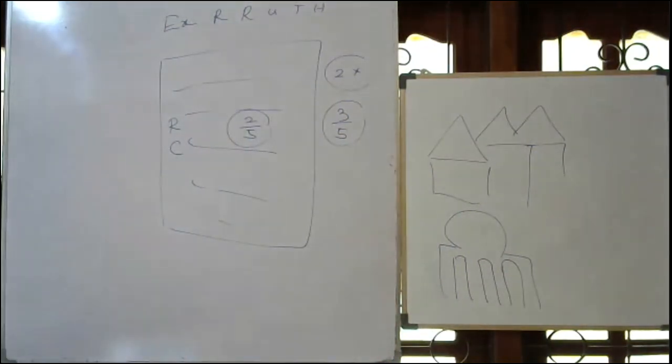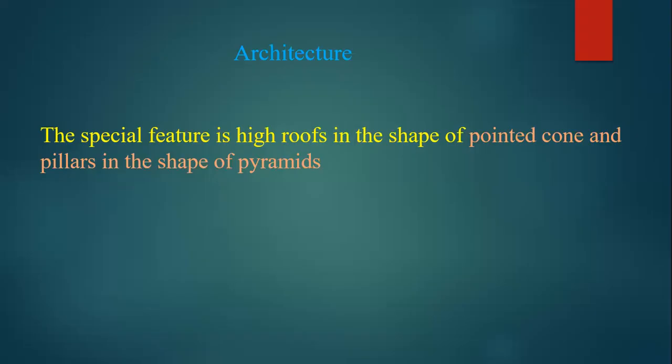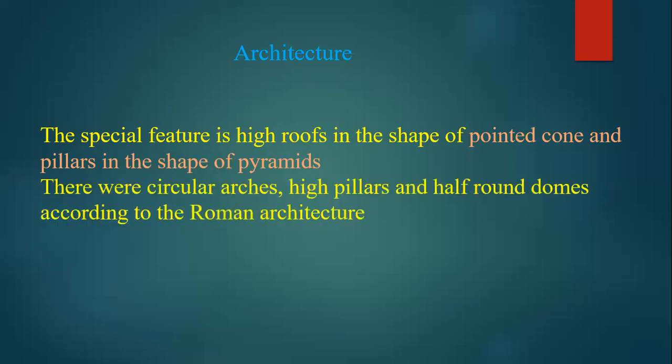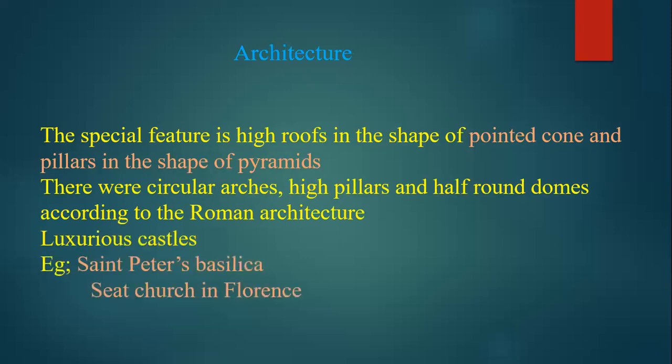Okay, so once again, there were circular arcs, high pillars, and half-rounded domes according to Roman architecture. Luxurious castles, St. Peter's Basilica in Rome and the church in Florence, these two have been created according to that structure that I have shown you, with large pillars, semicircular domes, and all.